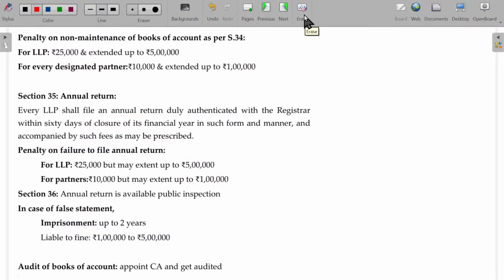So what are the things in LLP? You have to maintain the books of accounts, or penalty will be leviable. You have to file this to the registrar, or penalty will be leviable. Not only that, it should be available for public inspection. If public inspection is not available or misstated, then again penalty and imprisonment will be applicable. And you need to get your books of accounts audited. Appoint a CA and get it audited. No other way to escape.